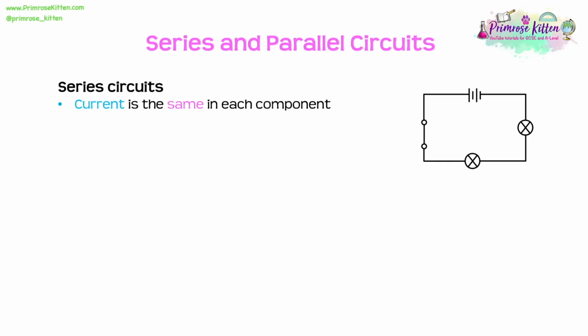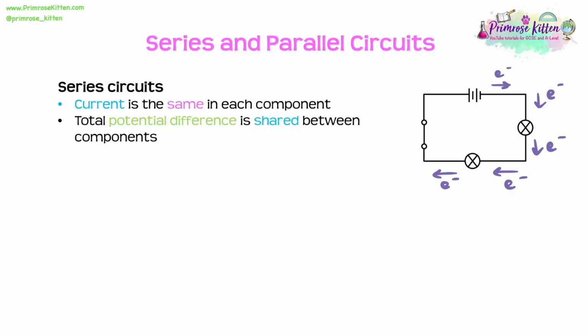So in a series circuit, we should know that the current is the same in each component. Now, this comes down to the fact that current is the flow of charge. Imagine you've got cars driving around one loop. You're going to have the same amount of cars just driving through the whole loop, aren't you? They've not got anywhere else to go. So current is the same in each component.